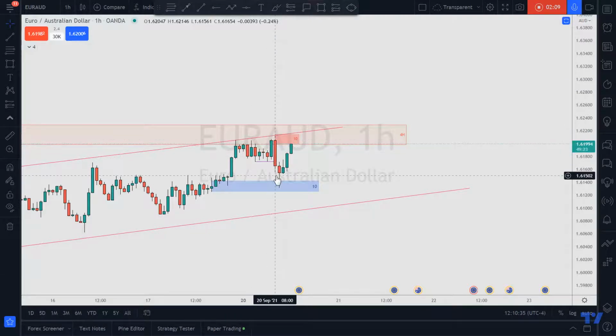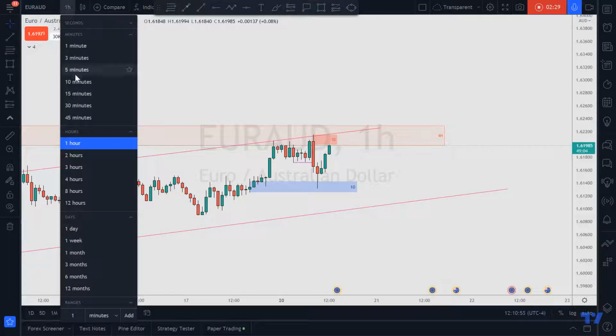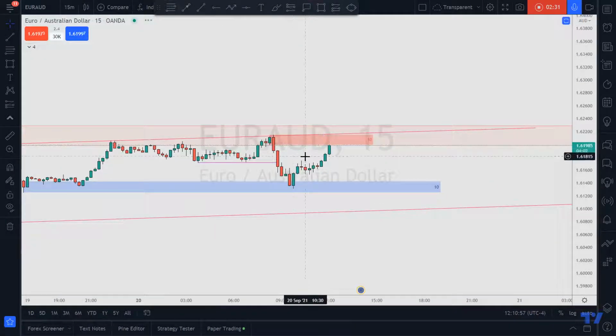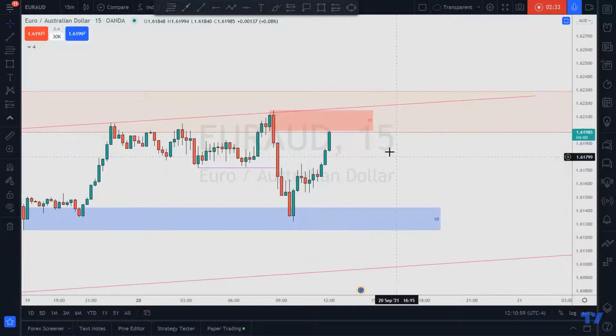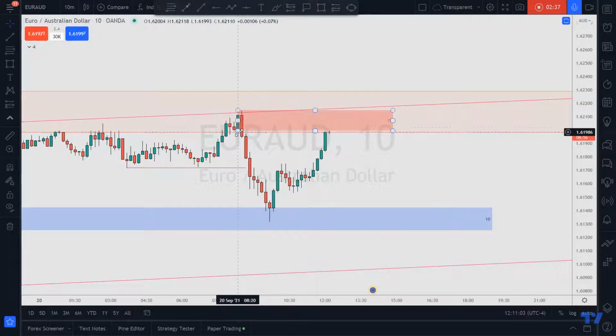It formed a bearish engulfer, forming another bearish order block, and it went down, broke these minor structures here, broke that and came back up, and now we're testing this order block right here. Let's go down to the 15. And we can see, matter of fact, let's go to the 10. We have a 10-minute order block here.